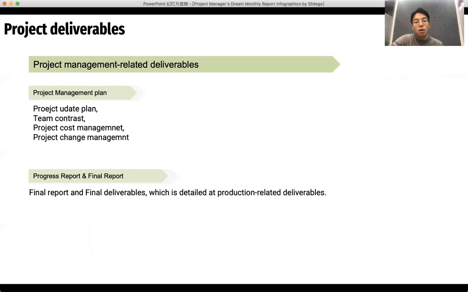The next type of project management related deliverables is the project management plan, including the update plan, team contract, project cost management, and the project change management. The last one is the progress report and the final report, which are detailed as product-related deliverables.